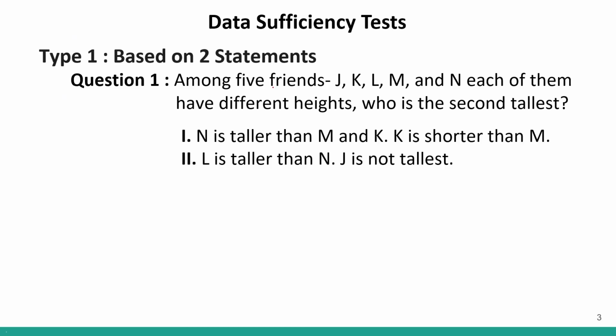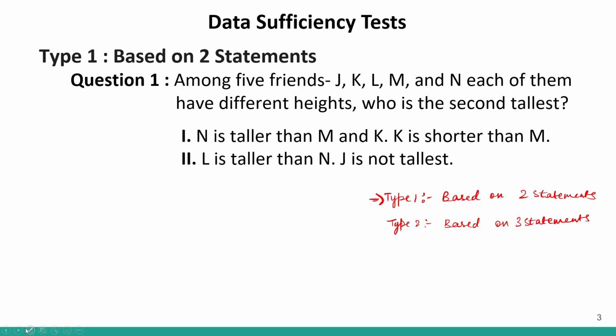Now we know that in totality we have two types of data sufficiency. Type 1 is based on two statements, and type 2 is based on three statements. In today's lecture, we will discuss type 1, based on two statements, and in the next lecture, we will discuss type 2 based on three statements.